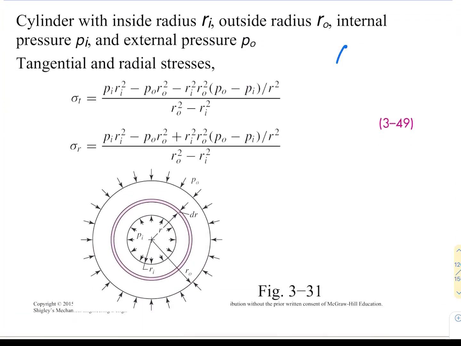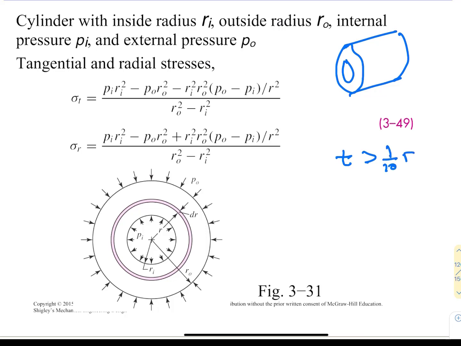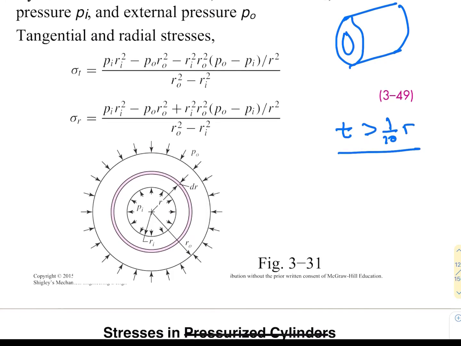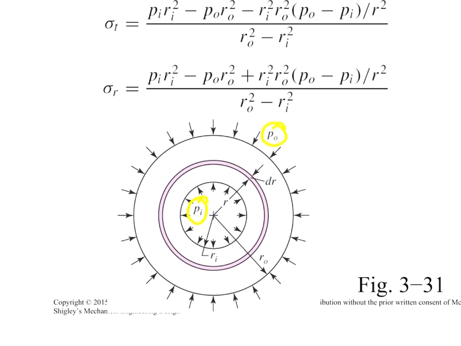So what we're going to do is just draw a cylinder here. I'm going to draw a thick-walled cylinder. Well, if the thickness is greater than 1/10 of the radius, then we have a thick-walled pressure vessel. And if we have a thick-walled pressure vessel, in this case subjected to both internal and external pressure, P sub I is the internal pressure, P sub O is the external pressure. The external pressure is, of course, pushing in on the outside of the cylindrical pressure vessel, and the internal is pushing out. So the internal pressure is trying to expand it, external pressure is trying to shrink it.